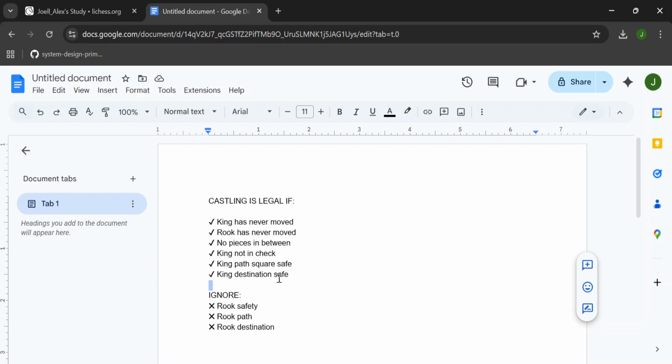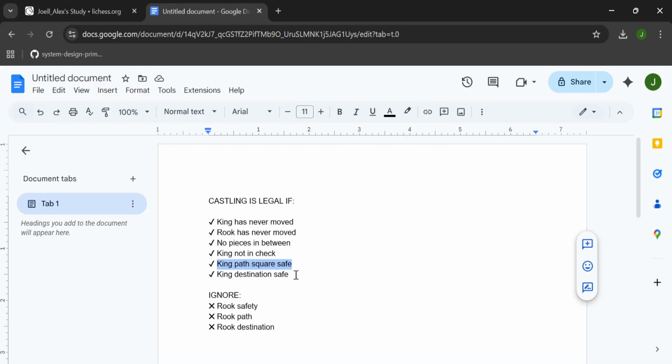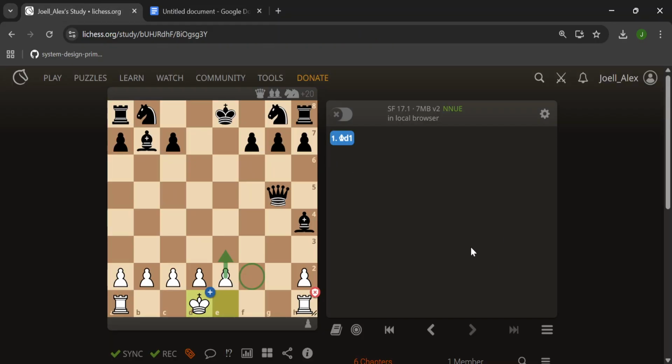The next thing you notice is, wait, I'll actually get to that point in a bit. It's this point. The king's destination needs to be safe. King's destination and king's path. What does that mean? Let's take a look into the king's path square actually, because this is more relatable right now.